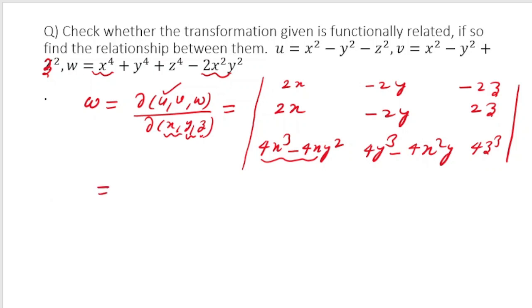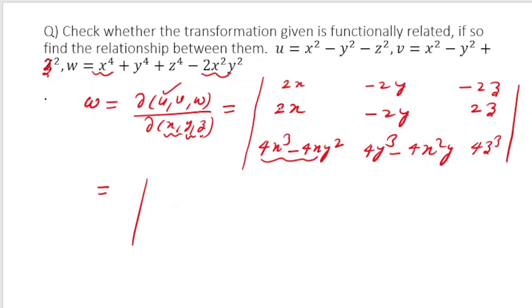Now I have to expand this determinant. So for our simplicity, I add row 2 to row 1. So I will get 4x, then adding will be easier or subtracting will be easier. So it is 2x, it is minus 2y, it is 2z, right? So just give me a moment.